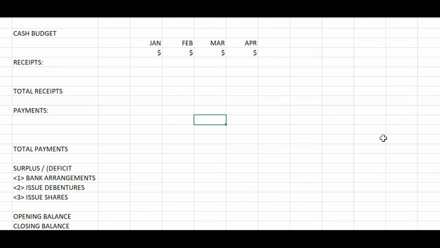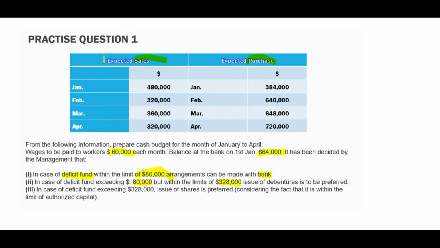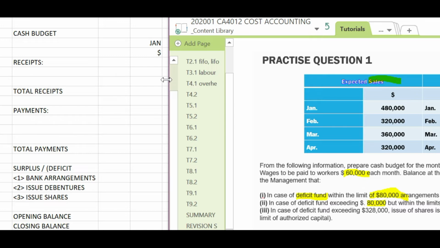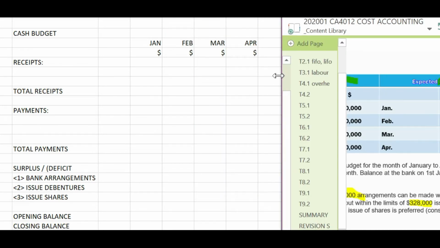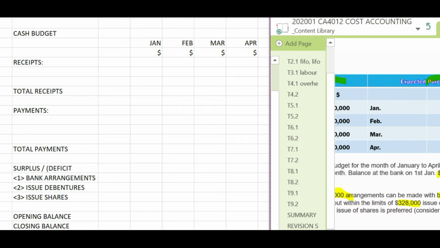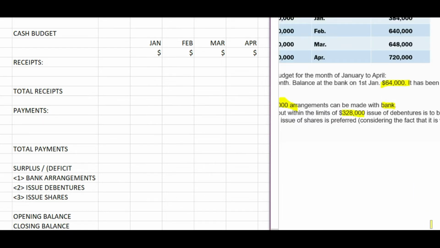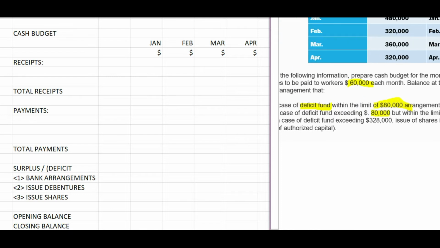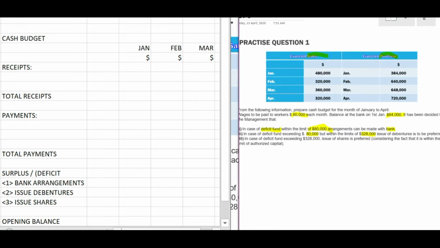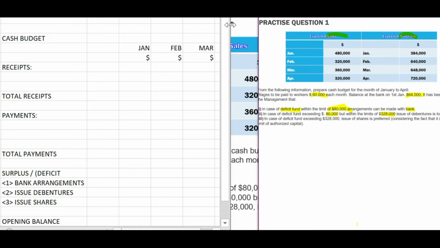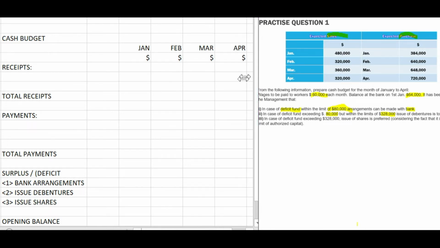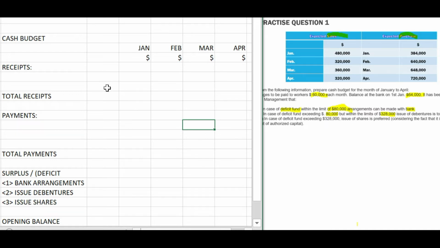Alright, let's come back to the question just now. Let's insert the sales and purchases. I'll put it side by side so that we will be able to see the whole question together with the answer. Start by inserting sales. Sales will be cash inflow. When you sell to your customer, the customer pays you and you will receive cash.